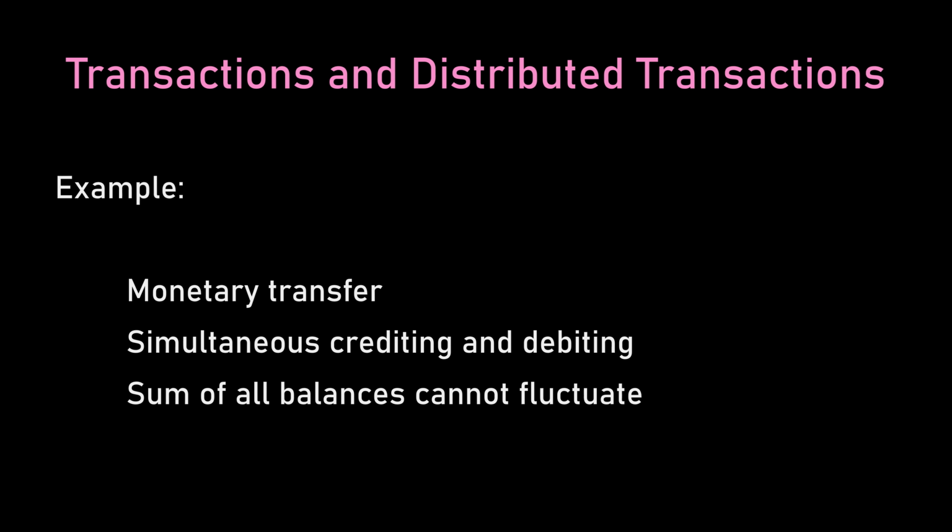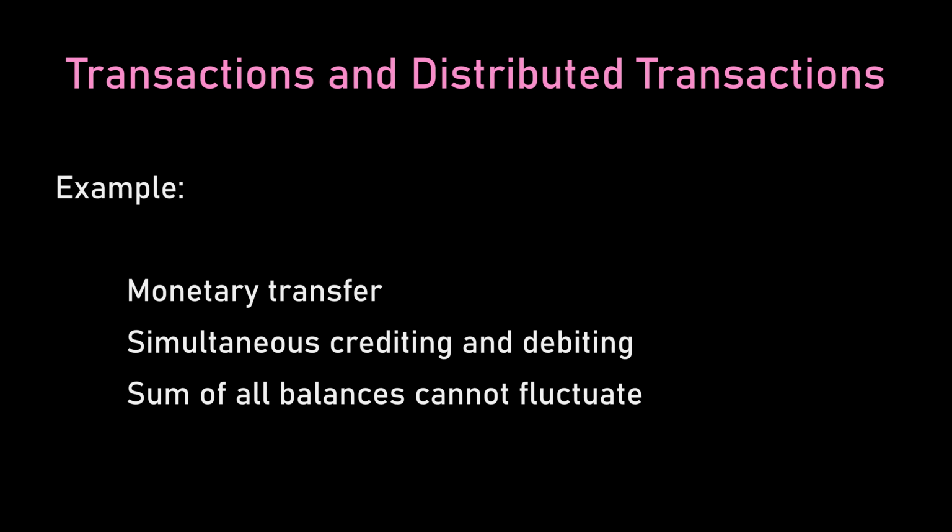So a simple example of a transaction would be a monetary transfer, so that consists of the crediting of one account and the simultaneous debiting of another. So a monetary transfer must never be in a partially completed state. So the sum of all balances across accounts cannot fluctuate. So if we take a snapshot of the sum of all balances across accounts, this must remain fixed. We can't accidentally create more value out of thin air or destroy value without making an appropriate record for that.